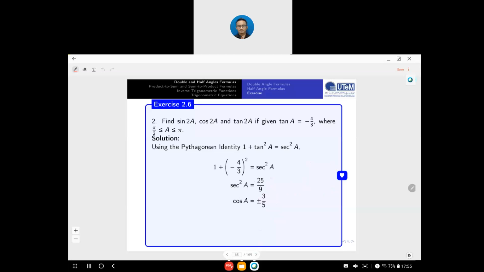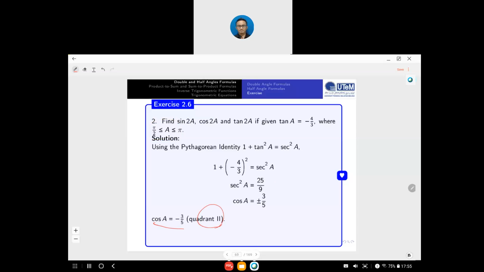Okay. Yang ni kita change, dia terbalik. And then square root. So we can get 3 over 5. Since this one is the second quadrant, so we know that cos is negative. Okay, sebab dia adalah quadrant 2. So you must choose cos A equal to negative 3 over 5.